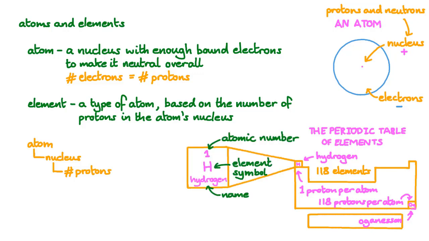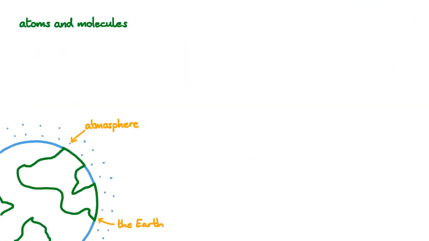You can use the periodic table to find out lots of information about an element, including its name, symbol, and atomic number. The atomic number is simply the number of protons in atoms of that element. Now that we've had an overview of the different types of atom, let's see what happens when we combine them together. We've already talked about how the type or element of an atom might affect how it reacts.